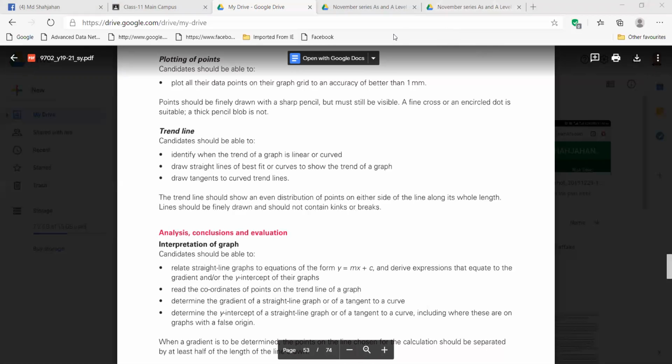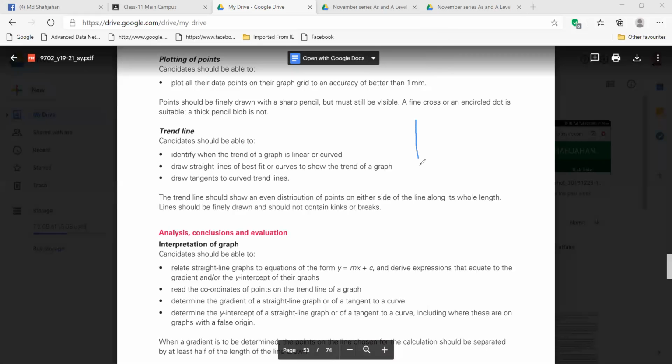Constant. The graph will be horizontally straight. A straight line. If it is a distance-time graph, this will be a steeper straight line. That means there will be a positive gradient, right? Yes, sir.